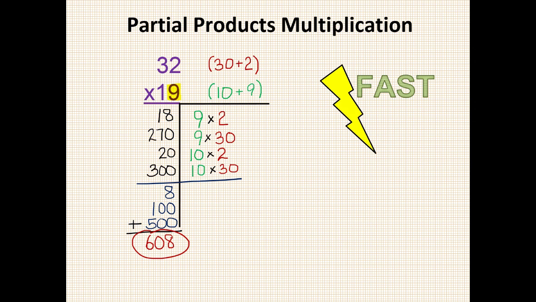Is this method fast? Definitely not, but that's not the point, at least not yet. At this point in the learning progression, students are building a strong place value awareness, which will serve them well when they start using the traditional algorithm. Some students will be ready for it before others, and that's okay.